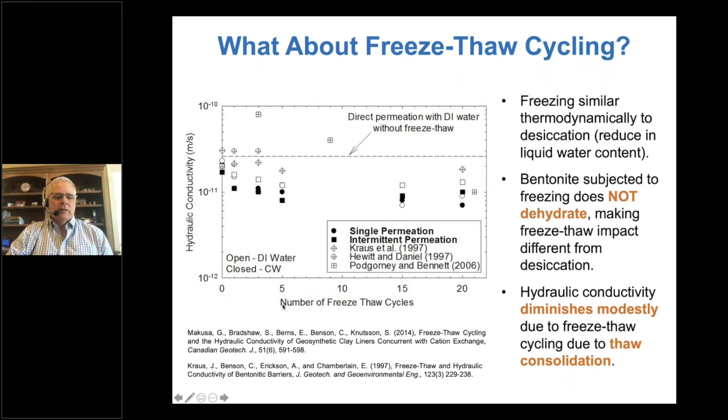We've seen this consistently. This is some work that we did for a tailings facility way, way up in northern Canada. And we looked at this with and without ion exchange processes, and consistently over time, the hydraulic conductivity became a little lower, largely because freezing and thawing tends to consolidate the bentonite a little bit over time, making the pores a little smaller and the hydraulic conductivity a little lower.